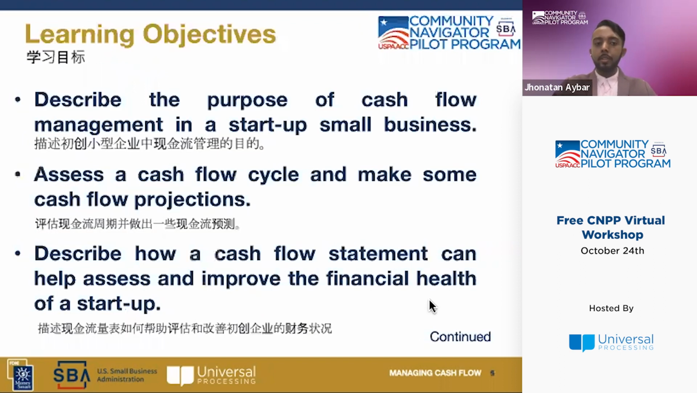The first learning objective is you will be able to describe the purpose of cash flow management in any small business and especially startups. The other learning objective is you will have a broad understanding of how you can evaluate a cash flow cycle and make cash flow projections. We will use practical examples that you could apply immediately, and we will discuss those as well. You will also be able to describe how a cash flow statement can help you assess and improve the financial health of your business.